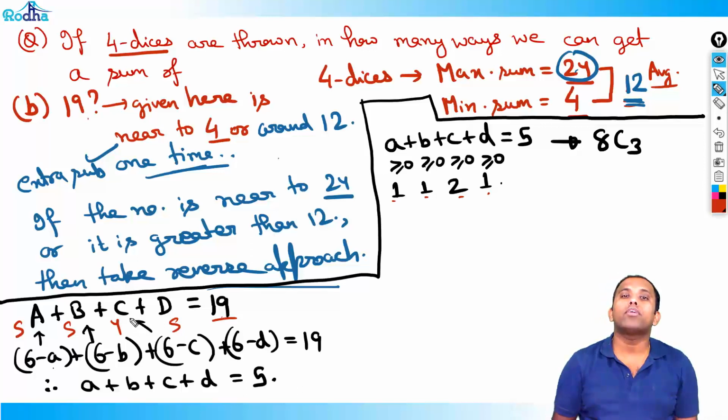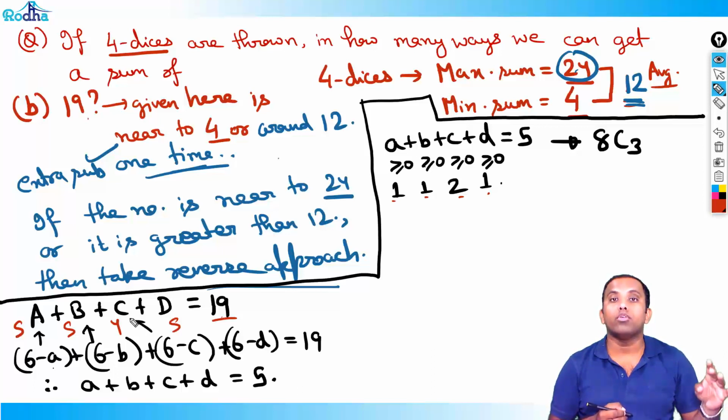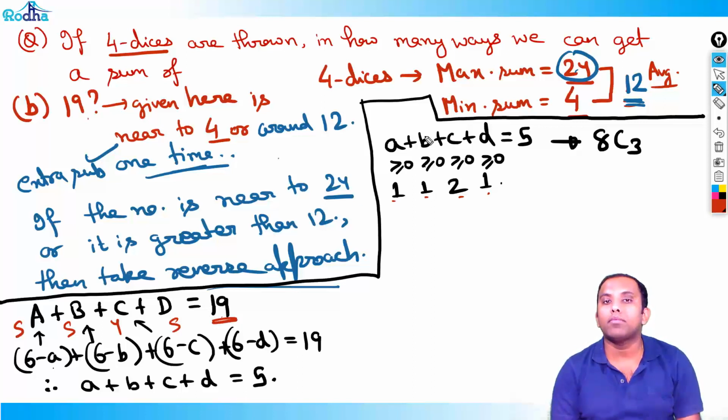But what we have to do is just count the number of cases. I'm not interested in the values. How many cases are there when the sum of 4 dice thrown is 19? This number of cases is the same as the number of cases when small a plus small b plus small c plus small d equals 5. How to achieve it? Just reverse this. Write capital A as 6 minus a, capital B as 6 minus b, capital C as 6 minus c, and so on, equal to 19. You'll get the answer. So the answer to this question is 8c3.